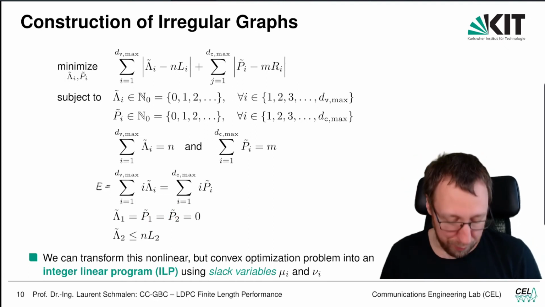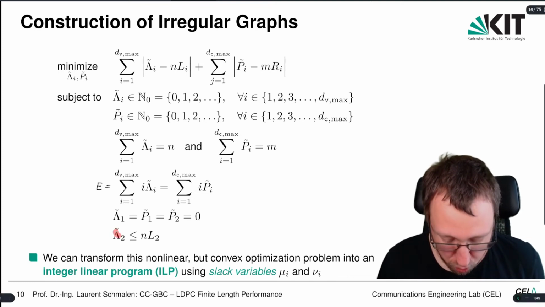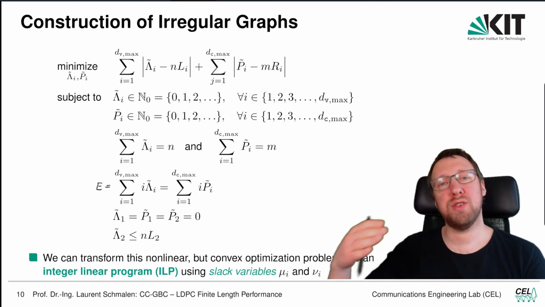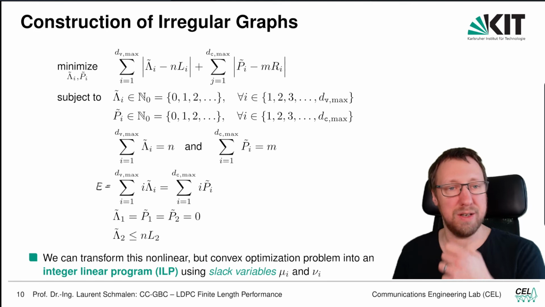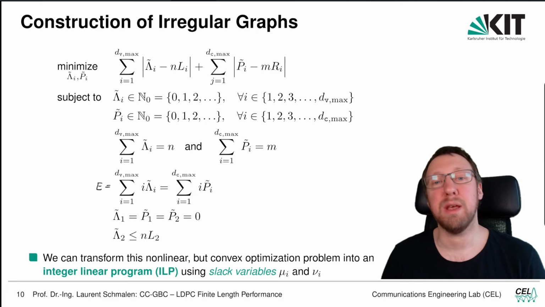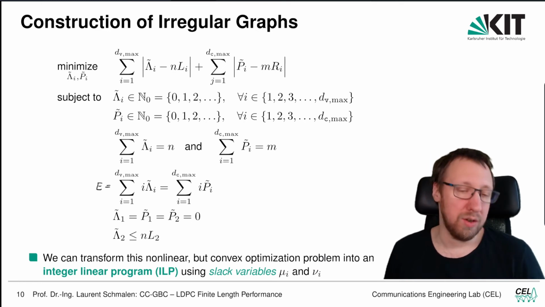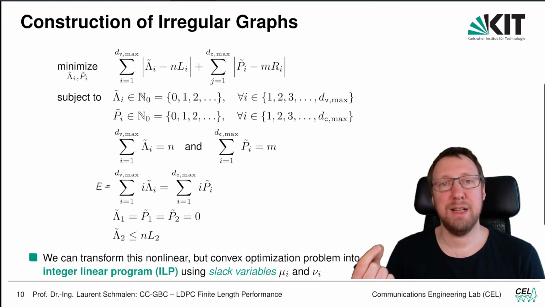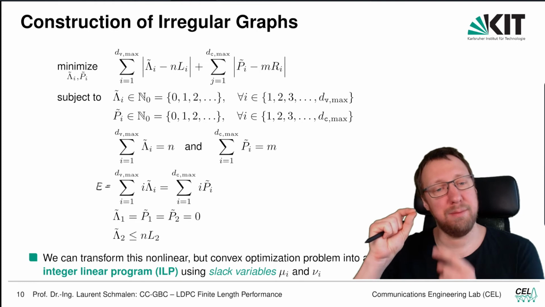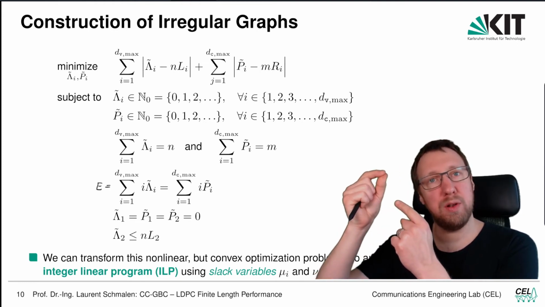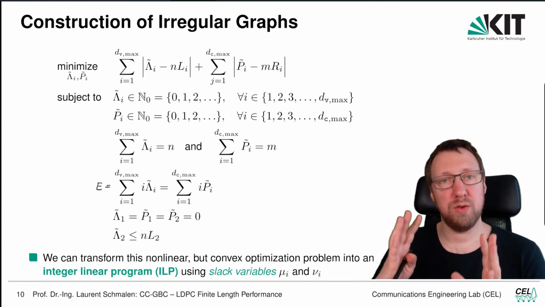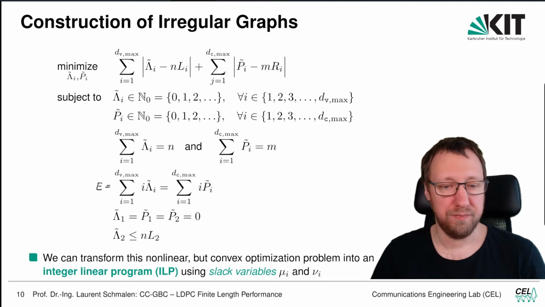And we also fix that lambda tilde 2 is smaller or equal to n times L2. We don't want to introduce new degree 2 variable nodes because degree 2 variable nodes can be harmful. We want to keep them as small as possible because, to recall, the stability constraint defines lambda 2, and we may be just at the edge of the stability constraint, and by adding just one variable node of degree 2, we may violate it. So we want to restrict the number of variable nodes of degree 2.